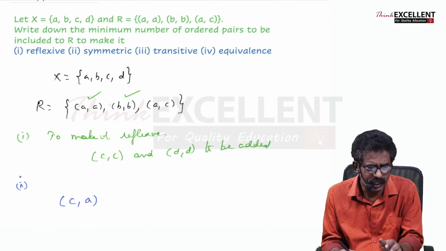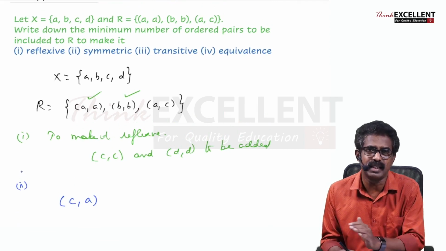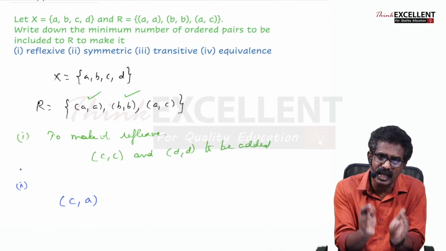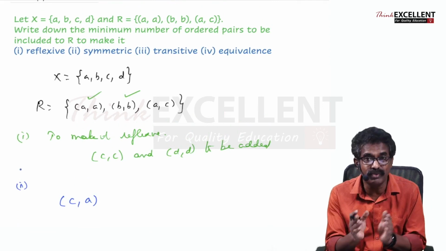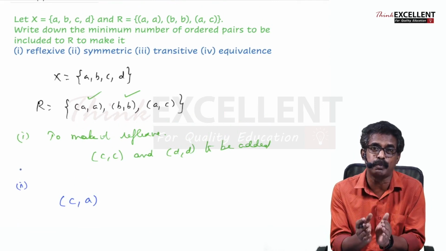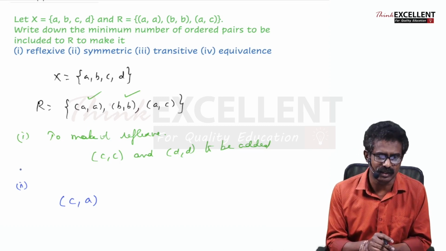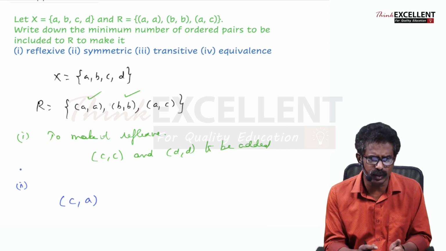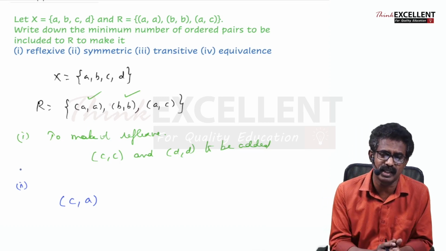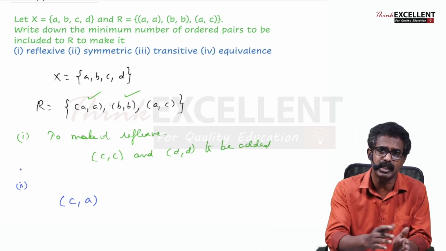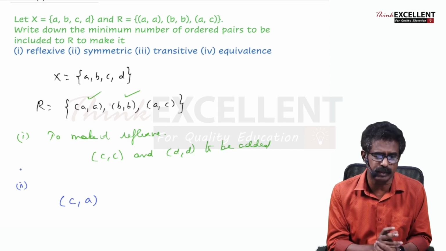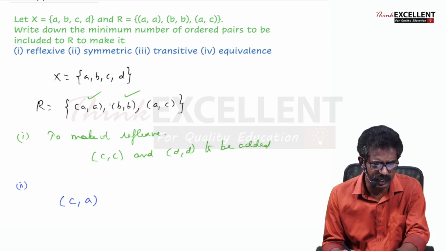So you don't say, sir, C comma D is not there. No need. What is there? You check that. If A is related to B, then only you have to check whether B is related to A or not. So here C comma D is not there, then why should we check D comma C, right? If C comma D is there, then D comma C also must be there. Okay. Now we check for transitive.